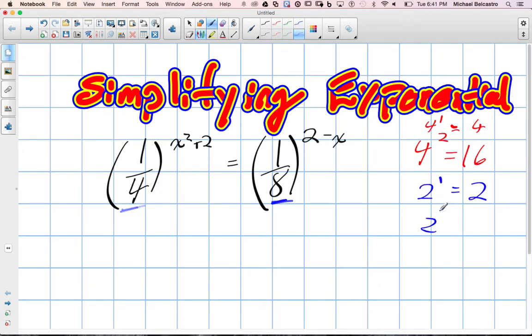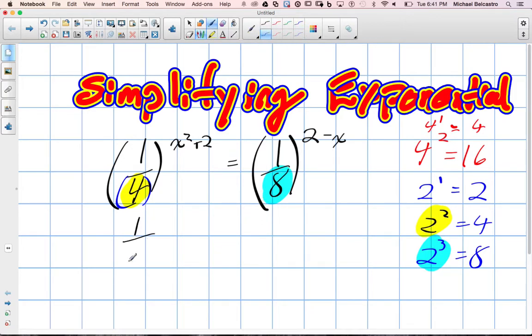So if we know our base 2 rules, obviously 2 to the power of 1 is 2, 2 to the 2 is 4, which is great, which means we can now replace 4 with 2 to the power of 2, and 2 to the power of 3 is 8, which also works out great. We can do the exact same idea. We'll replace 8 with 2 to the power of 3, and we'll replace 4 with 2 to the power of 2. That way we're working with the exact same base.